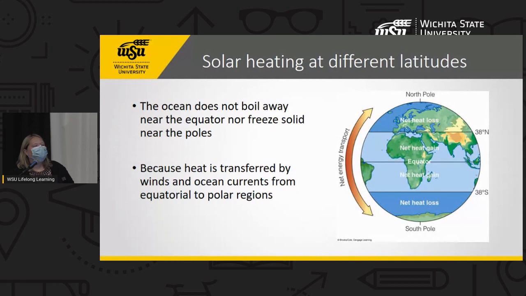We're getting much, much more heat at the equator than we do at the poles. So if we didn't have any air moving around, it would stand to reason that the oceans would be boiling at the equator and that everything would be frozen solid at the poles. And we do have a lot of ocean water that's frozen at the poles, but it's not entirely frozen. So why is this not so?